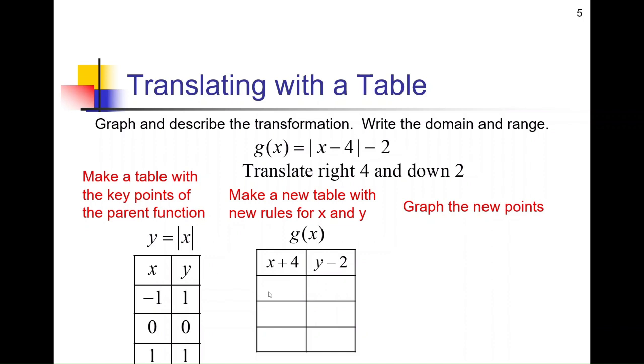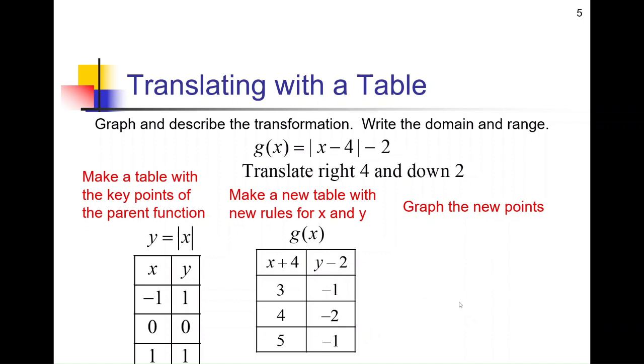Negative 1 plus 4 gives us 3. 0 plus 4 is 4. 1 plus 4 is 5. So there's the new x values. For the y values, I'm subtracting 2. So I've got 1 minus 2 is negative 1. 0 minus 2 is negative 2. And 1 minus 2 is negative 1.